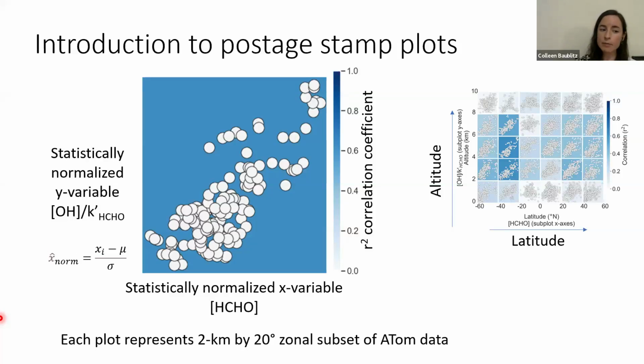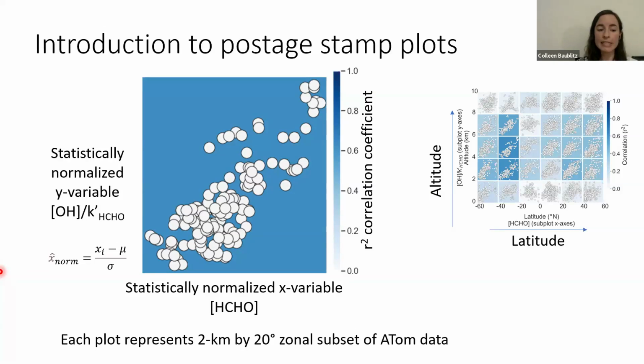Okay, and so in each of these subplots, the x-axis is a statistically normalized form of formaldehyde, and the y is similar for the OH concentration divided by the formaldehyde reactivity. And so we statistically normalize them just to better illustrate their dynamic range, as the dynamic range shifts quite a lot through the distribution of the troposphere. Okay, and so I'm showing here the equation that we use to normalize it in case you're interested in it.